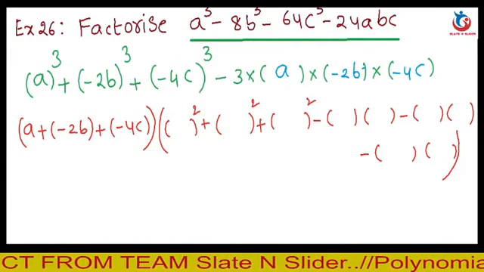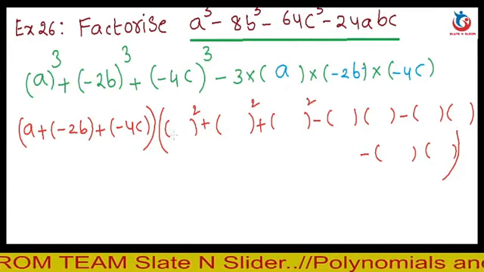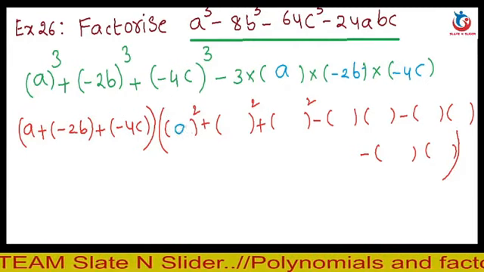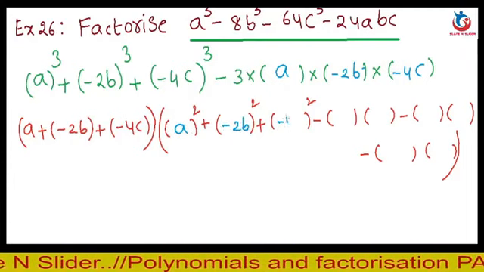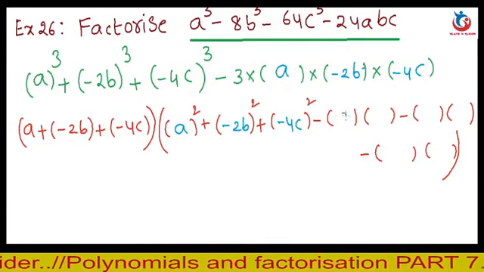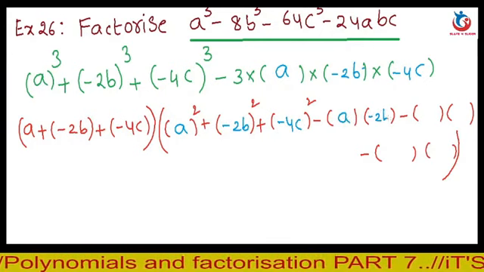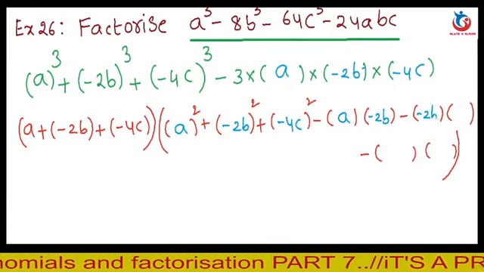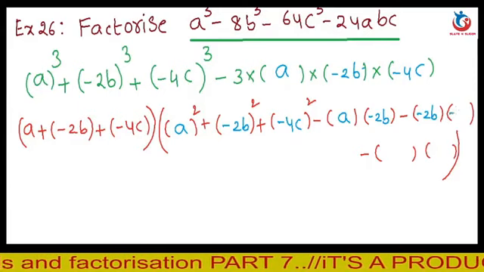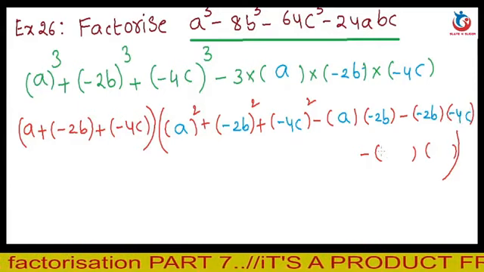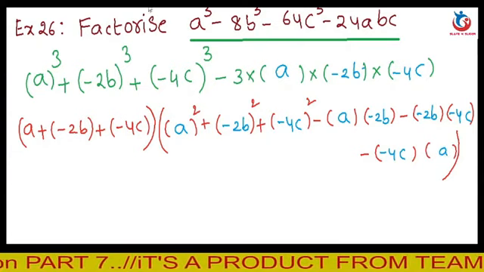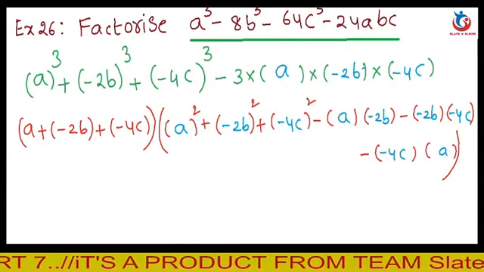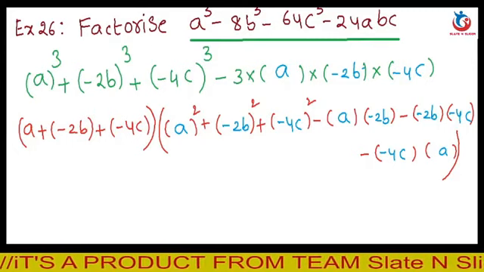Right, now I will substitute. This place is for a, this is for minus 2b, this is for minus 4c. Again this is for a, minus 2b, and minus 2b into c means minus 4c. It is ca, minus 4c a means a. So this is the answer. If you simplify this, we get the required answer.